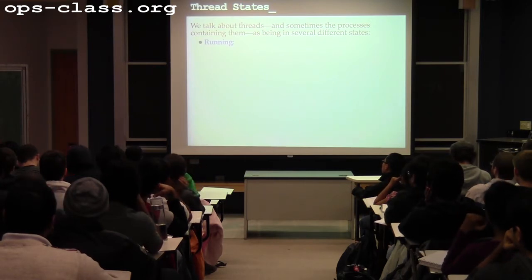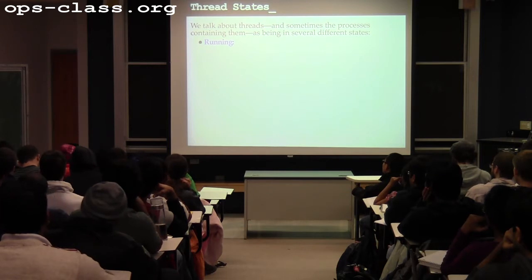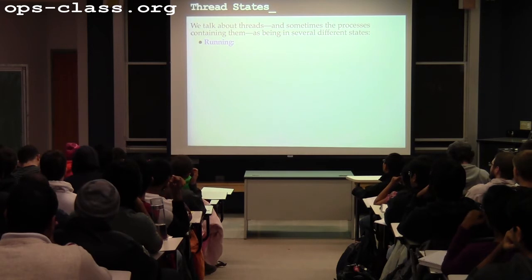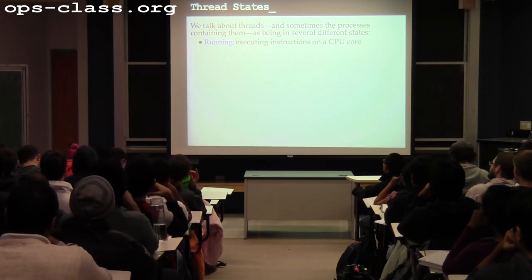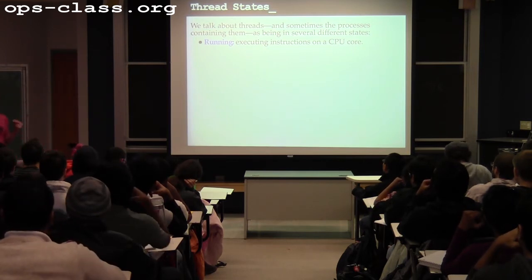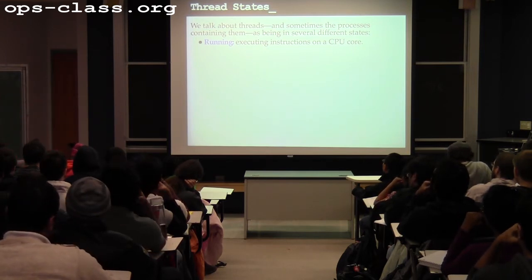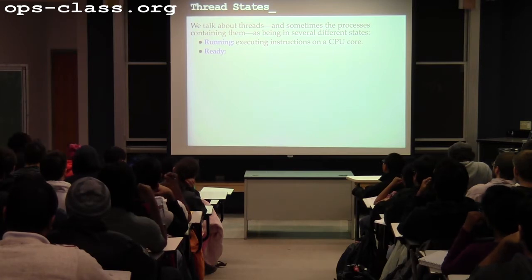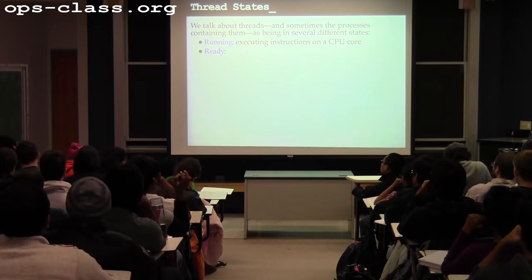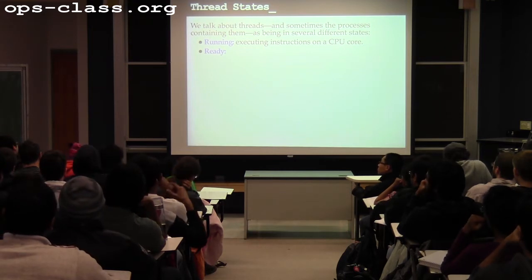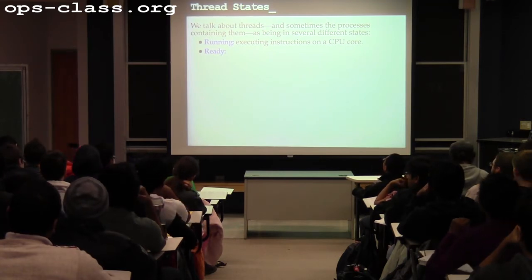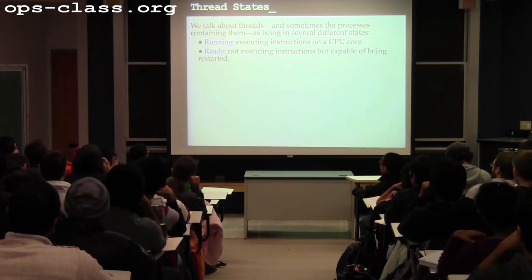So what would it probably mean for a thread to be running? Yeah, it's actually executing instructions on some CPU core. At that moment in time, one of the cores is in use, and it's in use by this thread, right? All right, what about ready? From the operating system perspective, what does it mean for a thread to be ready? It's ready to run, but it's not currently occupying the CPU. So there's nothing stopping this thread from running, but it's not actually running, right?